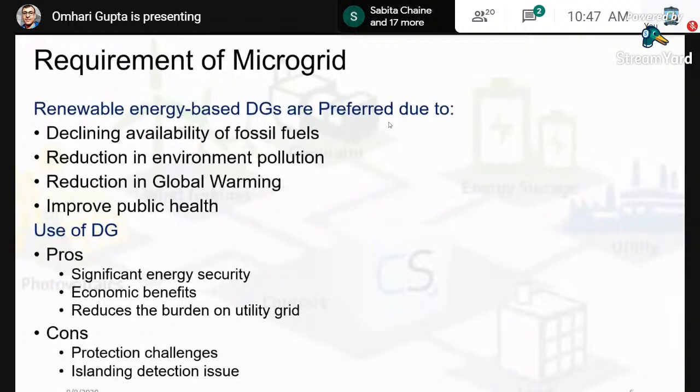Okay. Everything that comes with advantages will also have several challenges. Here you can have the advantages like significant energy security, and economic benefits in terms of cheaper electricity, and it may also reduce the burden on the utility grid, so that the grid may switch off several stations as per the requirement. And the challenges are, as we discussed earlier, that protection challenges will be there when you have the DG concept, and simultaneously another issue is the islanding detection issue. Okay.